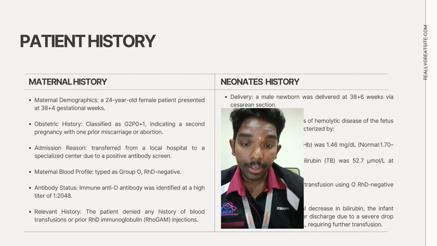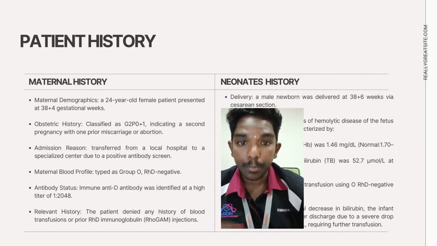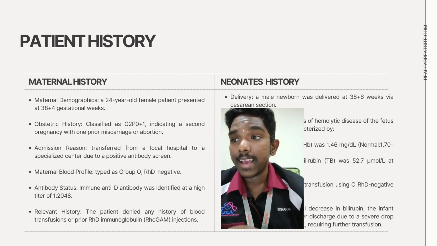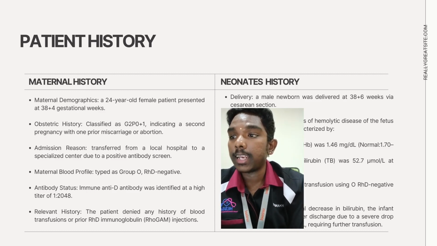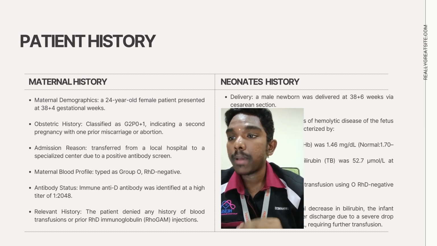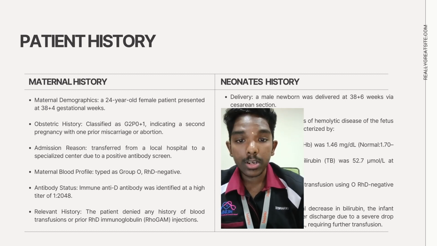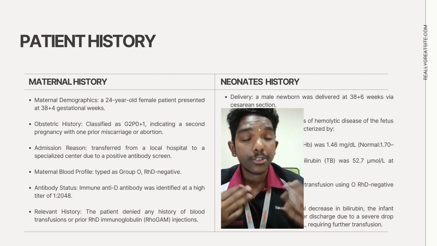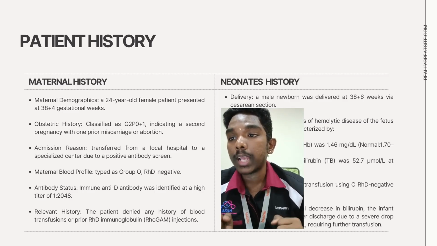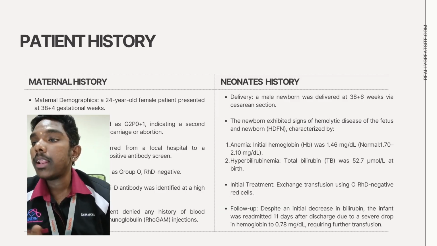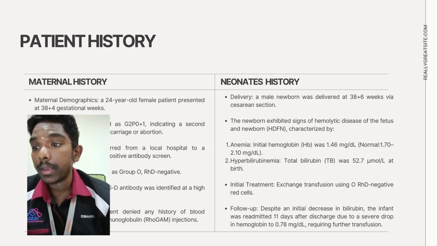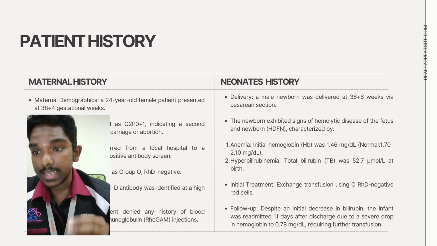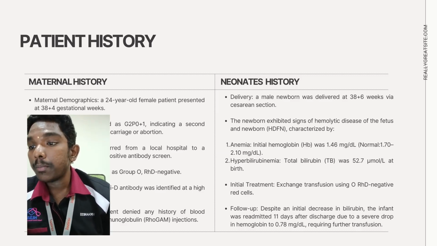Before I proceed to the laboratory findings, I would like to give a short intro regarding the patient history. The patient presented in this case study is a 24-year-old female at 38-week gestation. She is group O RhD negative, and crucially, she presented with a massive anti-D antibody titer of 12048, despite having no history of blood transfusion or any prior RhoGAM injection. She delivered a male newborn via C-section, and the infant showed immediate signs of severe HDFN, which is severe anemia. His hemoglobin level was critically low at 1.56 milligram per deciliter, and also jaundice, and his total bilirubin was elevated at 52.7 micromole.